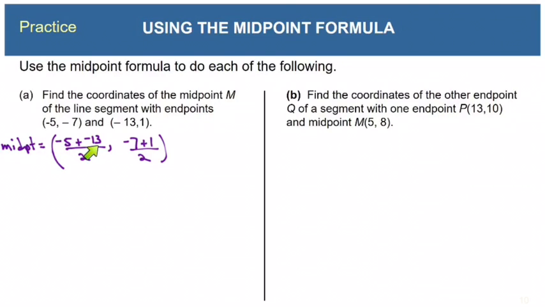Okay, now -5 plus -13 is -18, and we'll have -18 over 2. Then -7 plus 1 is -6, so we'll have -6 over 2. These simplify to -9 and -3.